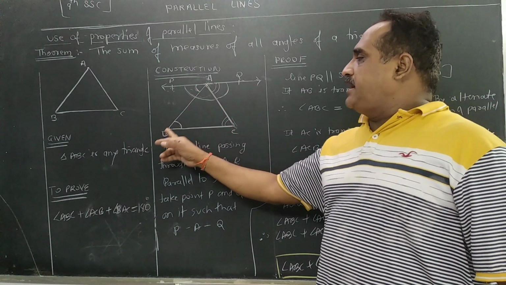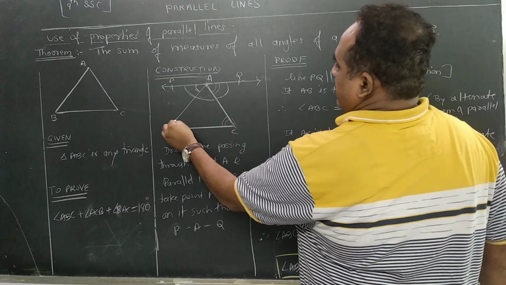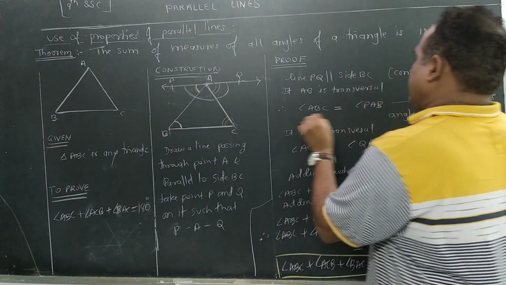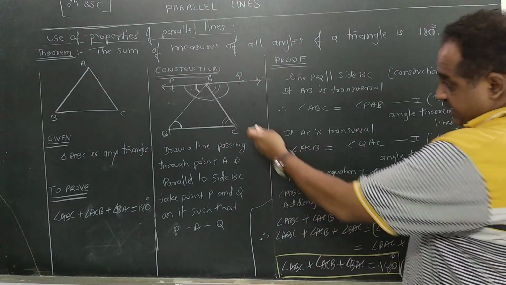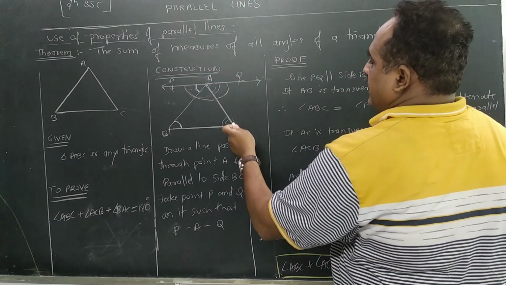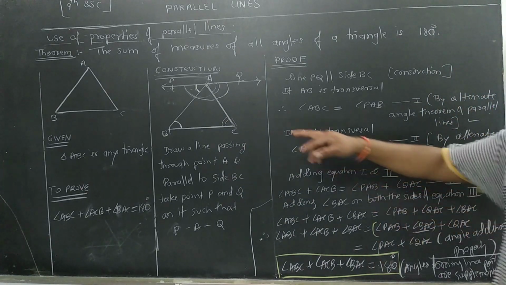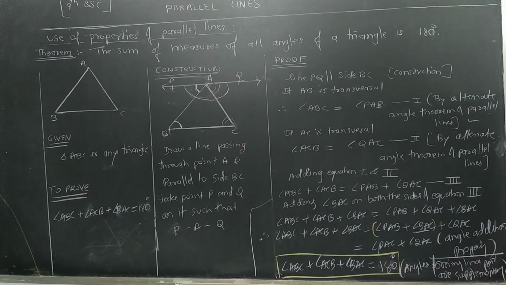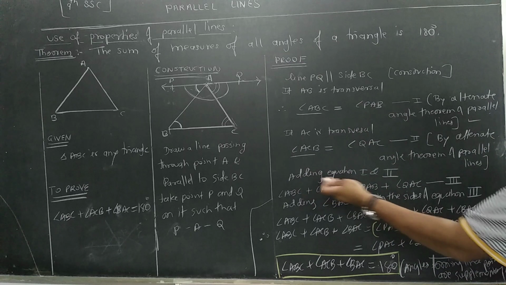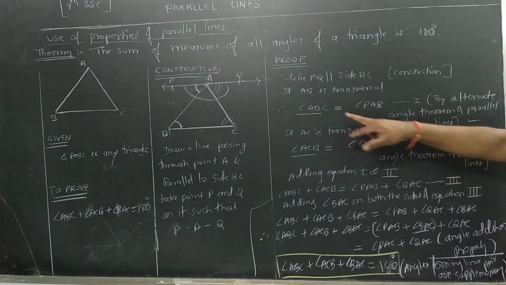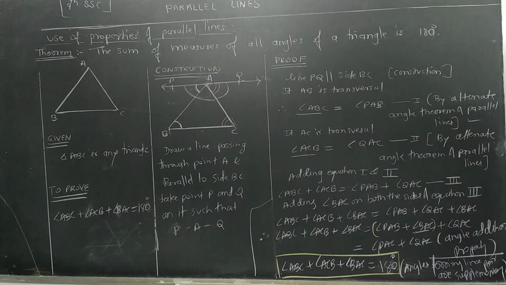Now, if I am taking AB as a transversal, then this angle BAC will be equal to what? PAC. That is by alternate angle theorem of parallel lines. अगर मैंने ये consider किया AC as a transversal, angle ACB and CAQ or QAC are the alternate angles, so these two will be congruent. But I want ABC plus ACB, तो ABC और ACB को मैंने ऐड किया, तो इसे भी ऐड करना पड़ेगा. तो what I want to write? Adding equation 1 and 2, angle ABC plus angle ACB is equal to PAB plus angle QAC.